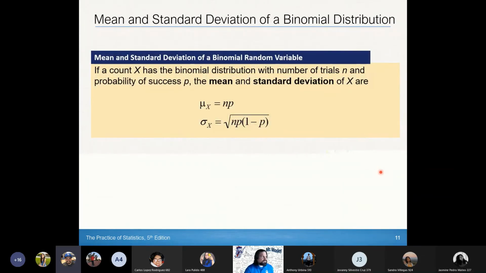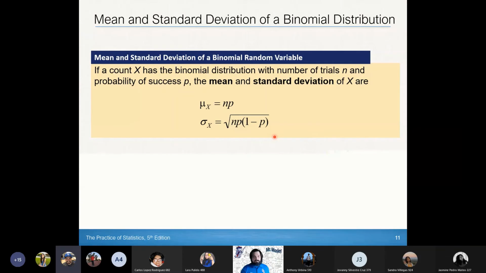So here are our shortcuts: mean and standard deviation of a binomial random variable. If a count x has a binomial distribution with number of trials n and probability of success p, the mean of x is n times p, and the standard deviation is the square root of n times p times 1 minus p. So essentially, the number of trials times probability of success is the mean. The standard deviation is the square root of number of trials times probability of success times probability of failure.